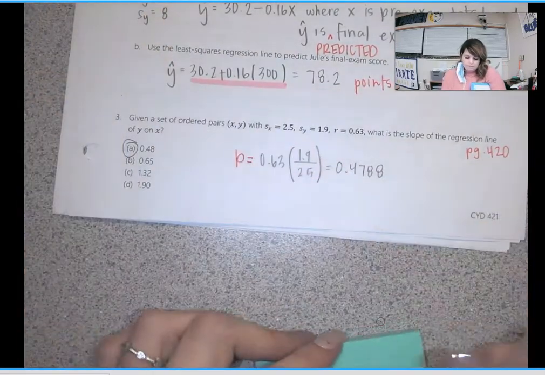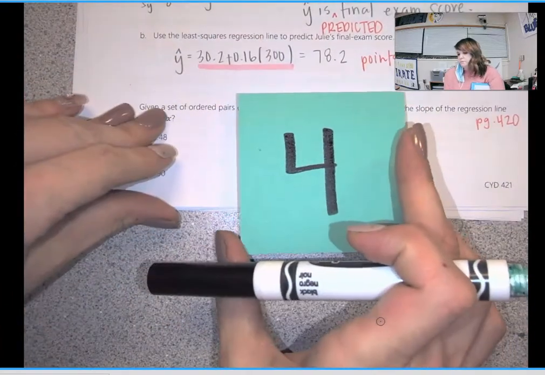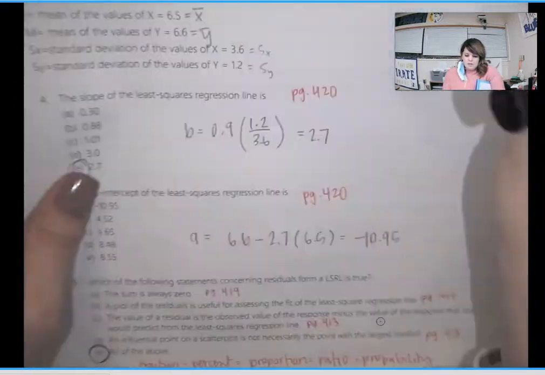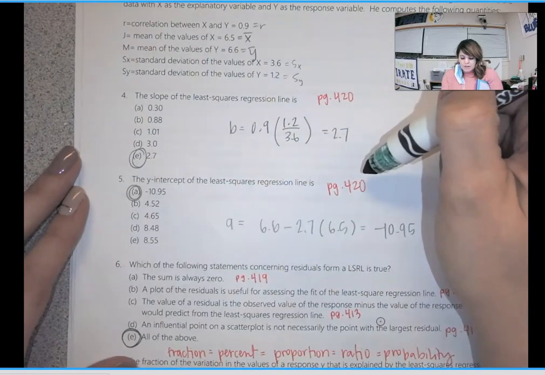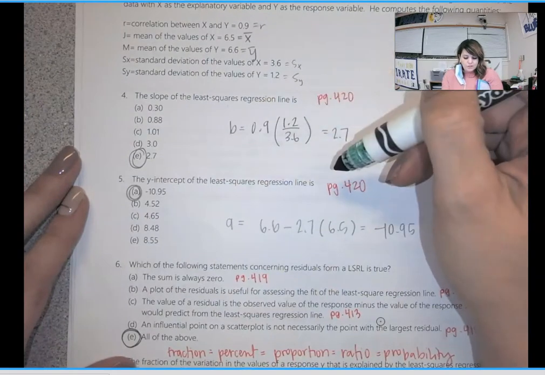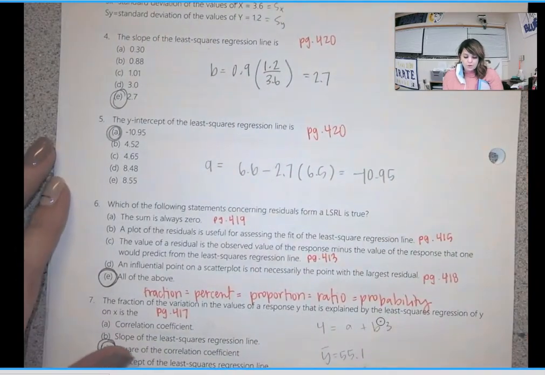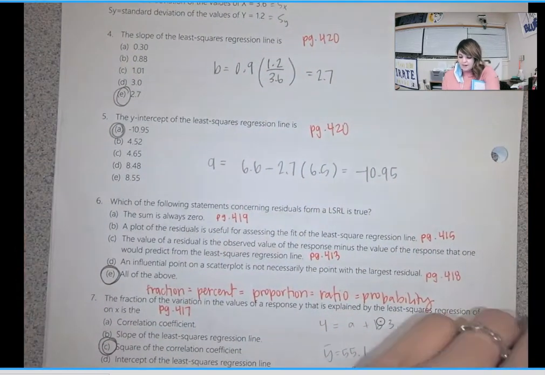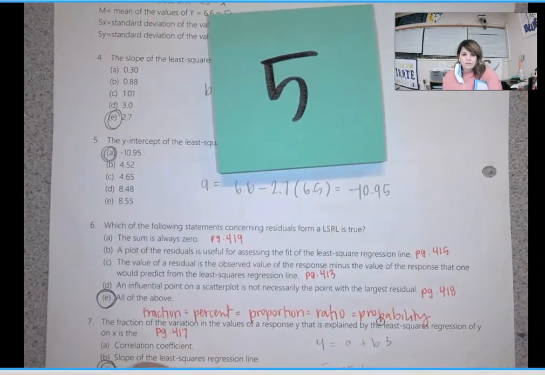All right, number 4. Similar to the last problems, you're using 420 as your guide. It asks you to find slope and y-intercept. So those answers are echo. And number 5 is alpha.